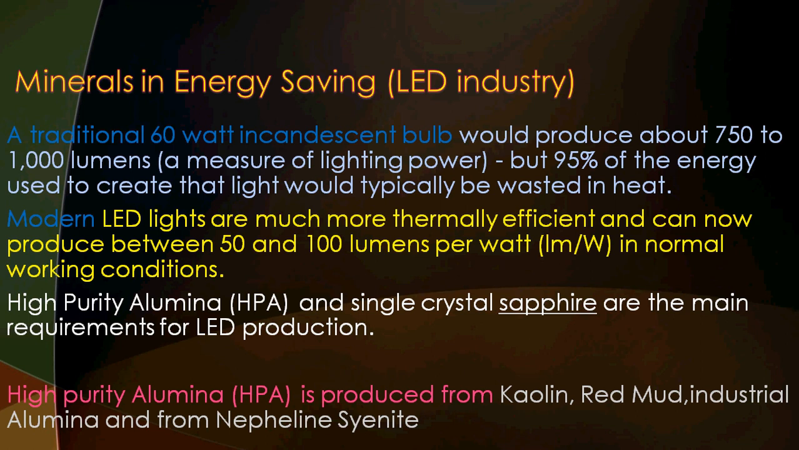So kaolin is used to produce high purity alumina, but this technology is still restricted. There are only a few companies producing high purity alumina from kaolin. Mainly kaolin is used to produce ceramics and fiberglass. Industrial alumina is produced from bauxite, the source of alumina from which aluminium metal is produced. But there are one or two companies which use this industrial alumina to produce high purity alumina. And there is a Russian company that attempted to produce high purity alumina from naphthalene cyanide.